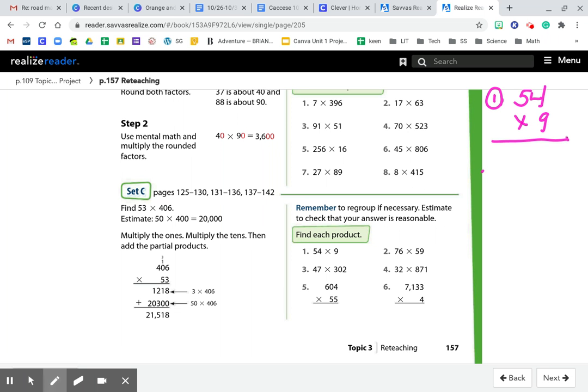54 times 9. 9 times 4 is 36. 9 times 5 is 45, plus 3 is 48. So that would be number 1.